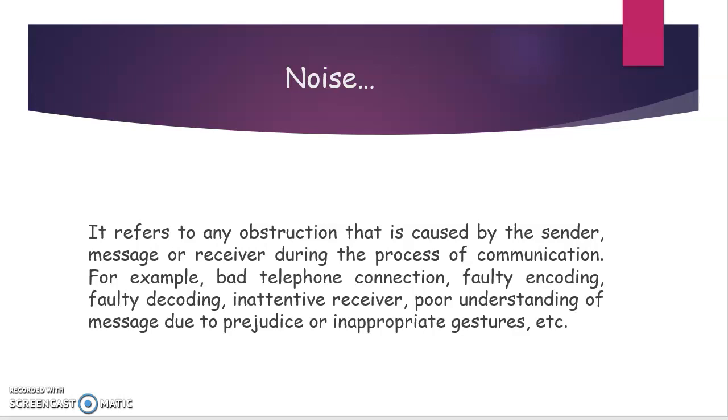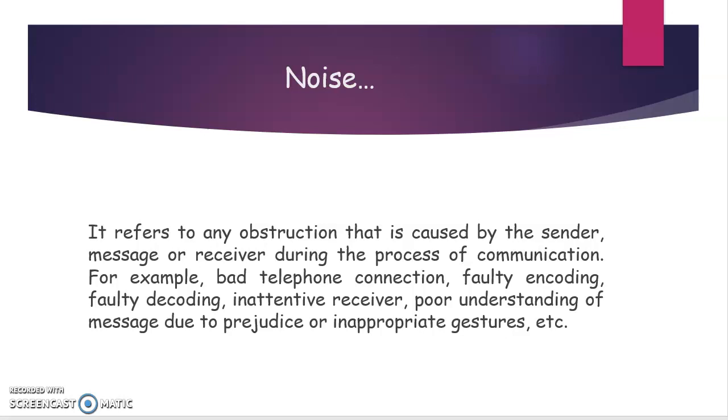For example, a bad telephone connection. When there is a telephonic call and there is some disruption, the sound is not clear, the receiver is not getting the voice of the sender, then there is a disturbance. That disturbance or obstruction is known as noise. Or faulty encoding, which means the sender wanted to send some other message, but while encoding he made some mistake. At that time there is improper communication.